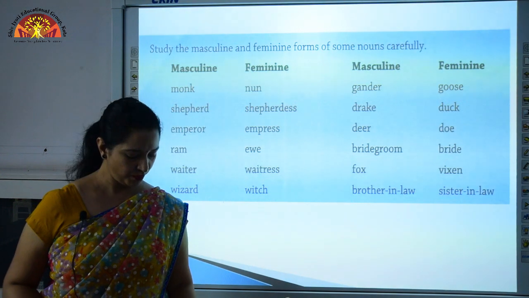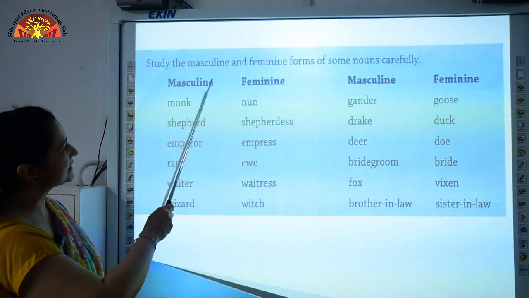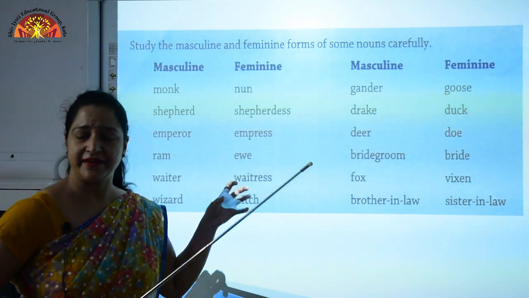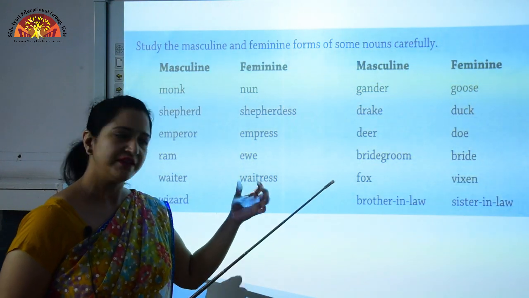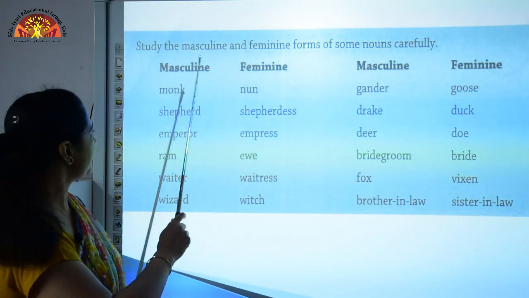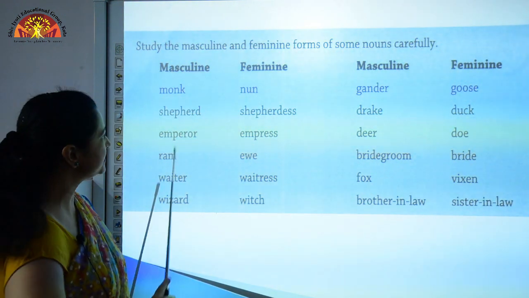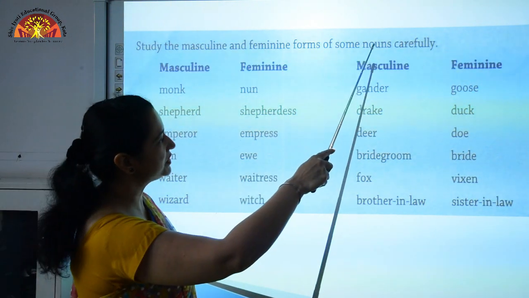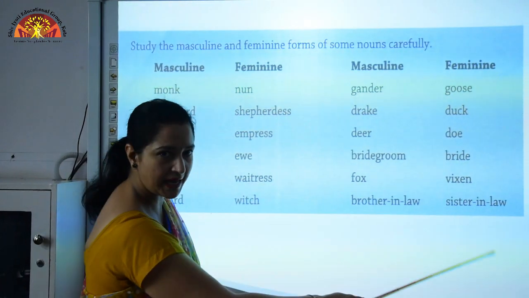Yes. Now moving to page number 14, study the masculine and feminine forms of some nouns carefully. Here masculine and feminine of some nouns are given. Just have a look. Okay. Now in this line all the masculine are written here, and in this line feminine of the nouns are written here. Here also masculine of the nouns are written and here feminine of the nouns.